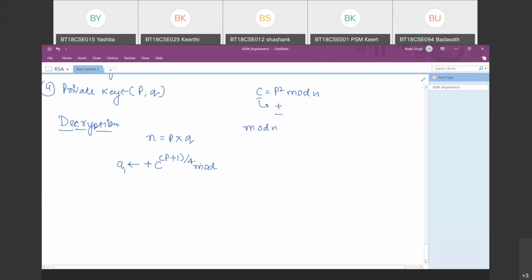Where is this coming from? P plus 1 divided by 4 mod P, from Euler's criterion. First, Euler's criterion check: we have P and Q of the form 4k plus 3. If it is the case of 4k plus 3, then my solution is a to the power p plus 1 divided by 4 mod p. The same equation you have to apply over there. So this is for the plus value and this is for the negative value.